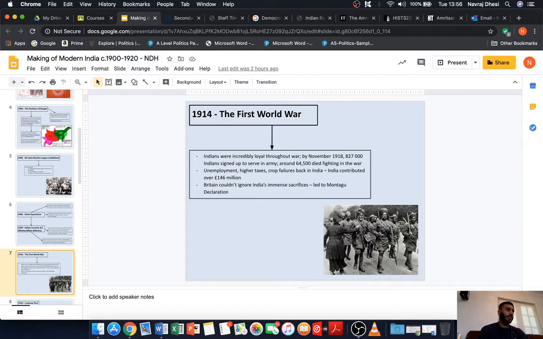And this is a similar trend which can be noticed amongst many of the countries under the British Empire at the time. It goes for the same with Australia and New Zealand, who were incredibly loyal to the British at the time of the First World War, and who also demanded concessions in the form of greater independence and greater autonomy over their own affairs. So it's a wider trend amongst the British colonies at this time.